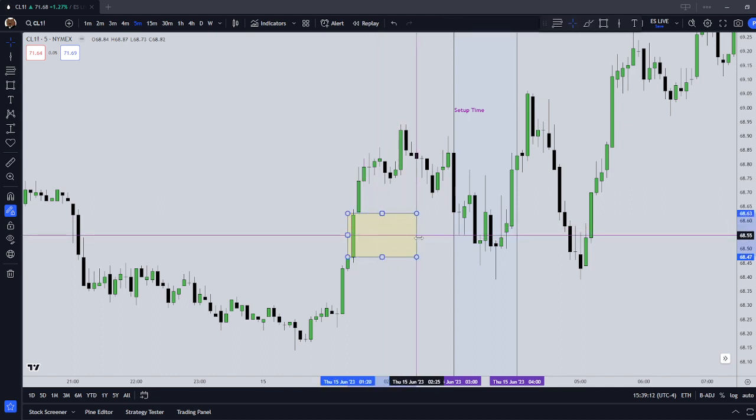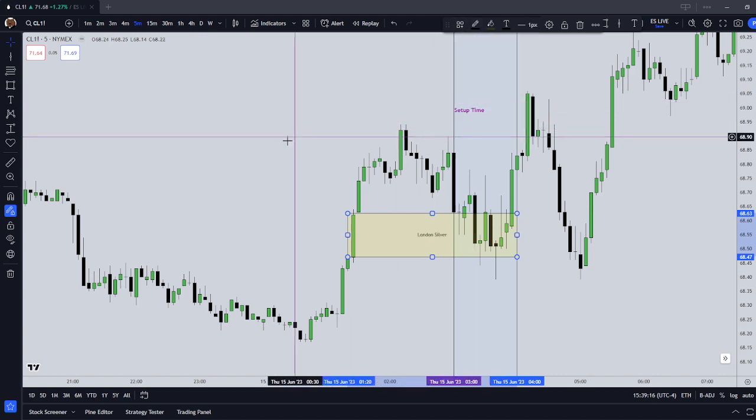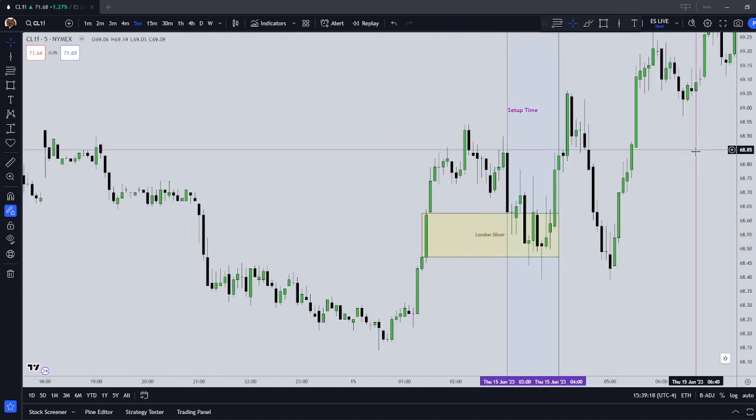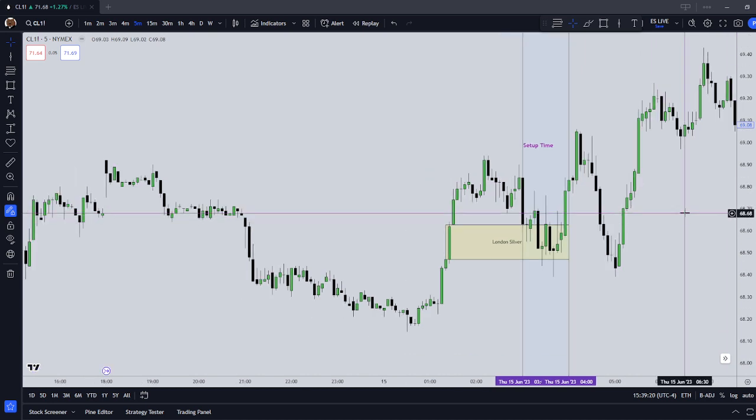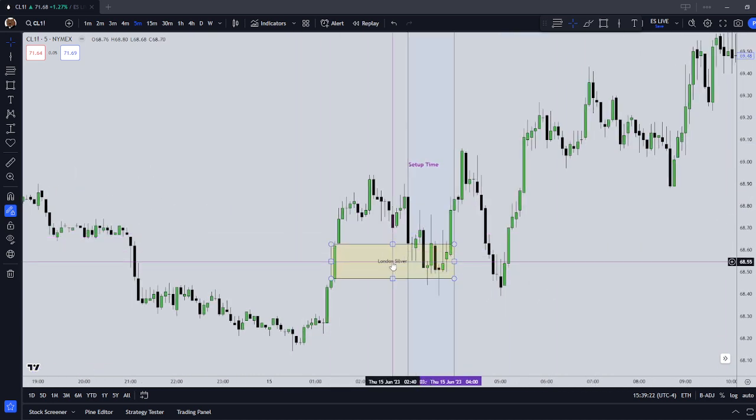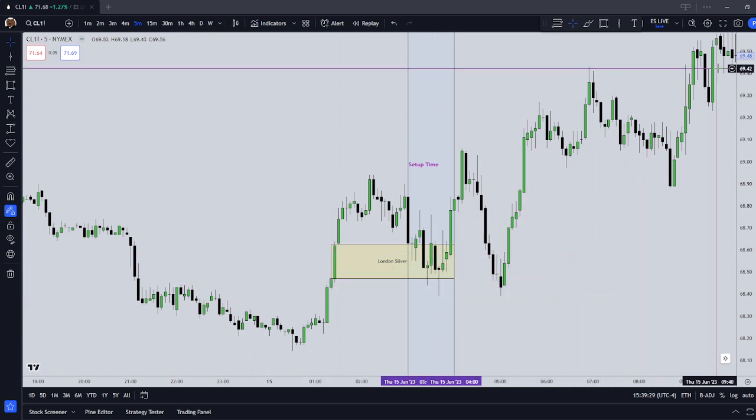So we're going to draw that box over to the setup time, and then we're going to label that. I label it London Silver. I don't even call them silver bullets, I just call them silvers. The idea is that we want to get long somewhere in this sell side inefficiency, and then we want to hold.